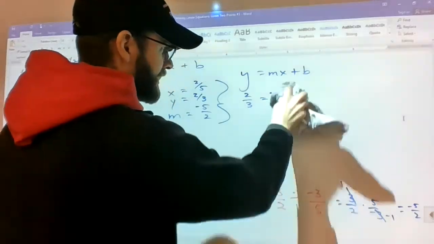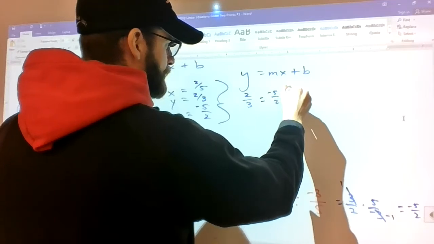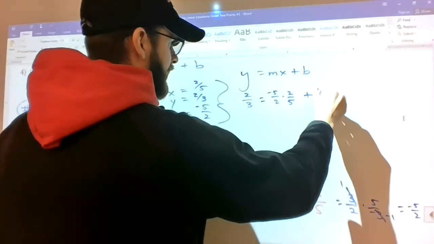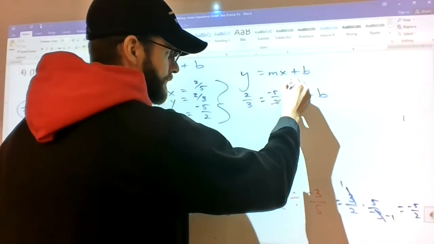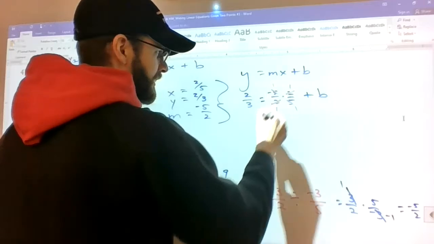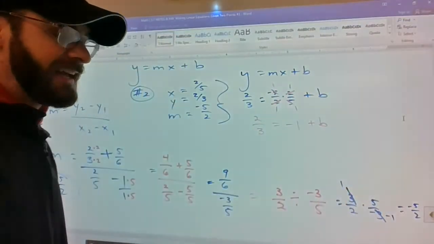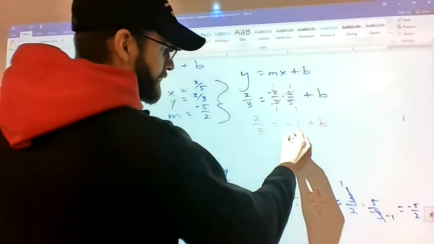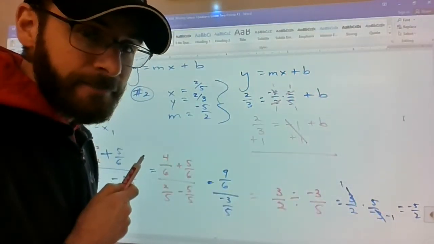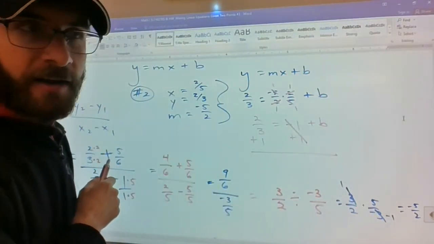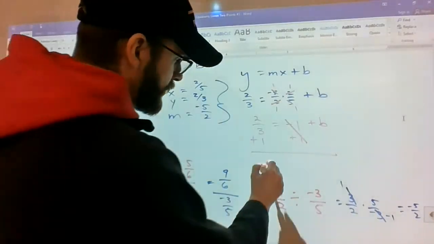Wait a second. I'm sorry. x gets replaced with 2/5. The 2's cross cancel. The 5's cross cancel. So 2/3 is equal to negative 1 plus b. And then all you do is add 1 to both sides. So I would posit that this is probably the more convenient ordered pair to plug in. Because 1 plus 2/3 is just 1 and 2/3.